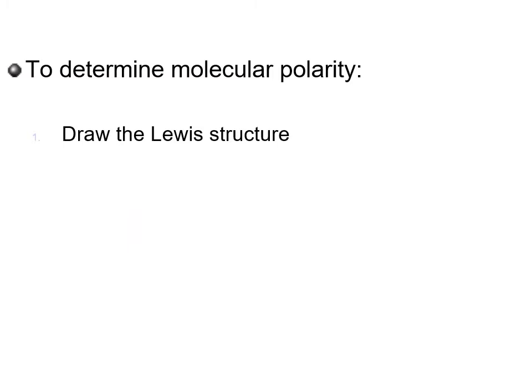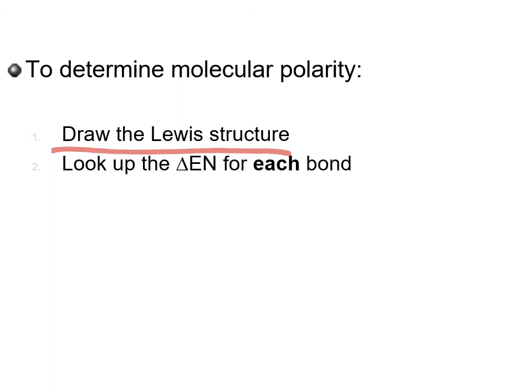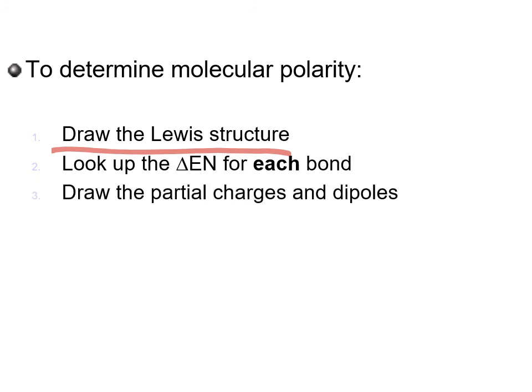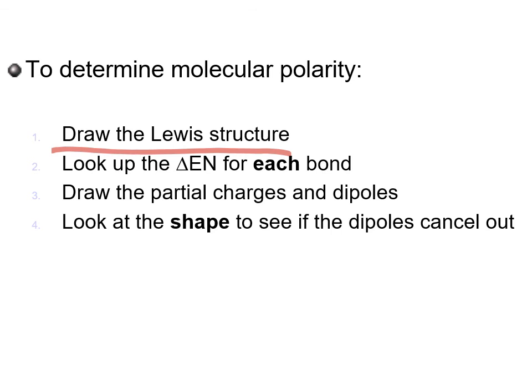So to determine the polarity, you've got to be able to draw the Lewis structure first and figure out what sort of bonding you have, how many atoms you have around it, and where the electrons are. Look up the electronegativity for each bond. Draw the partial charges in the dipoles. Figure out what the shape is, and make sure you've got the correct shape based on your VSEPR knowledge.